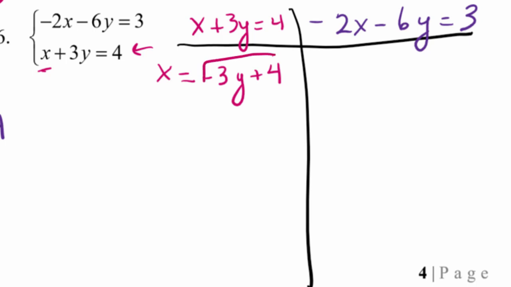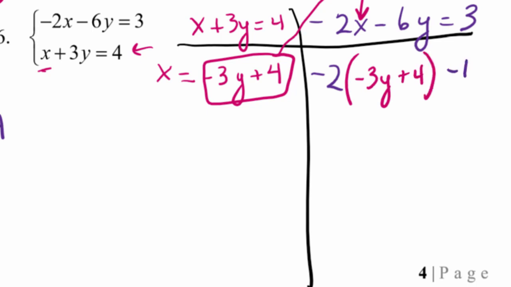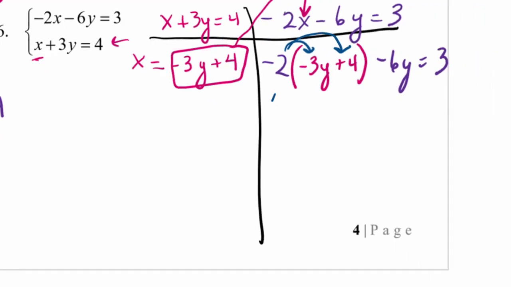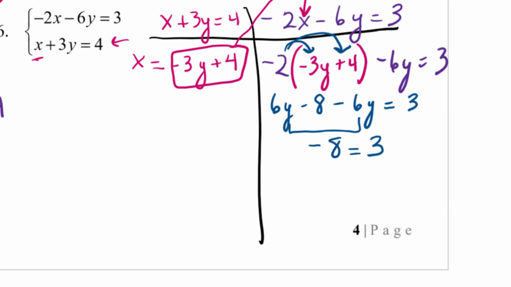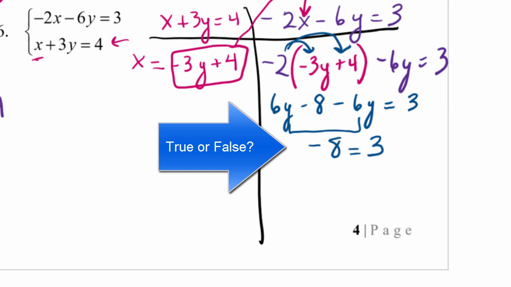Okay, and then we're going to take this expression and we're going to substitute it for the x on the right-hand side there. So parentheses, as you know, for the substitution. And now we're going to solve for y. So we're going to distribute, and we get 6y minus 8 minus 6y equals 3. And then what do you notice is happening here with these like terms? It's looking like we got rid of our variable again. Notice no variable, but take a look at the remaining statement. -8 equals 3. True or false?